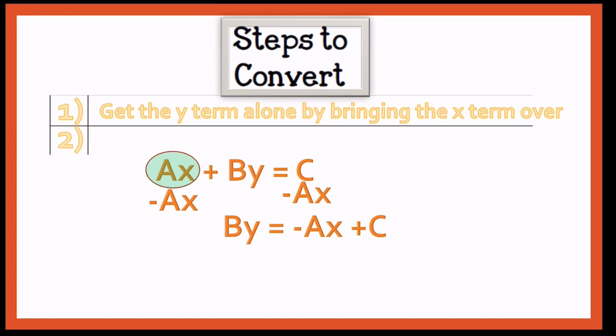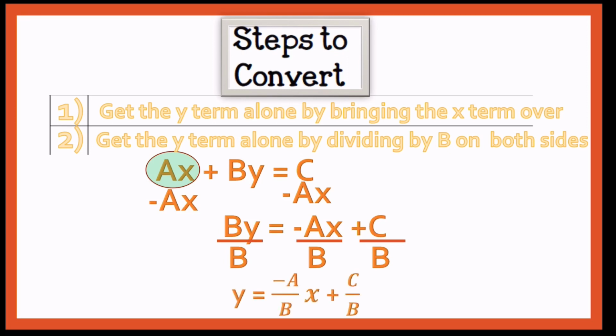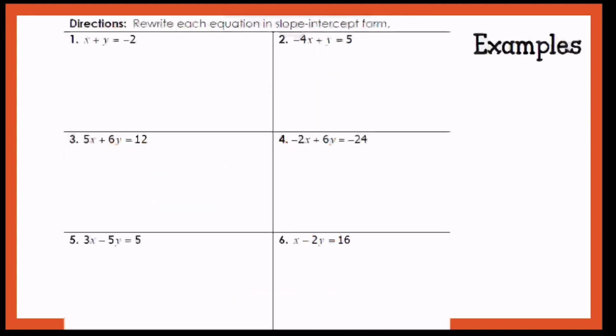After I've done that, step 2 is to get the y term alone by dividing by b. So I would divide everything. Everything has to get divided by b. Okay. So this is a little different for some of us. But that leaves me with this. This is officially now slope-intercept form. You are in slope-intercept form when y is by itself. Okay? So let's take a look how that might look.